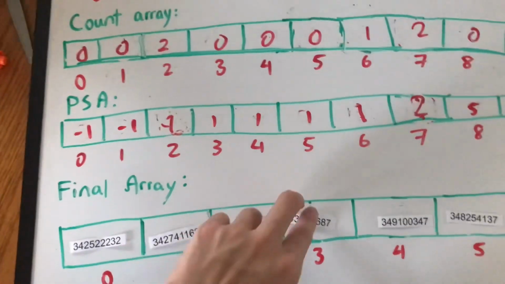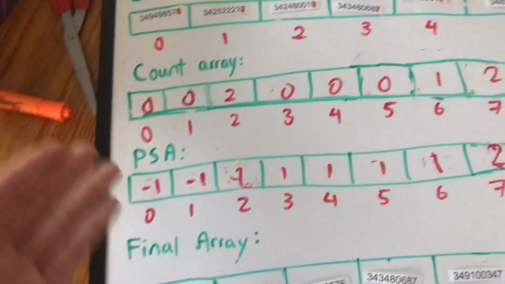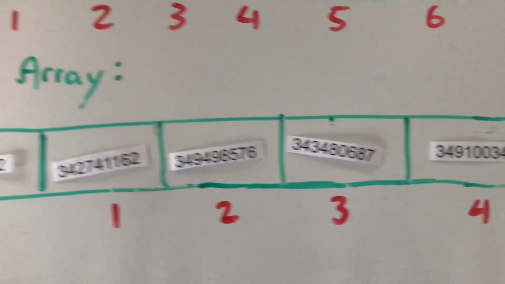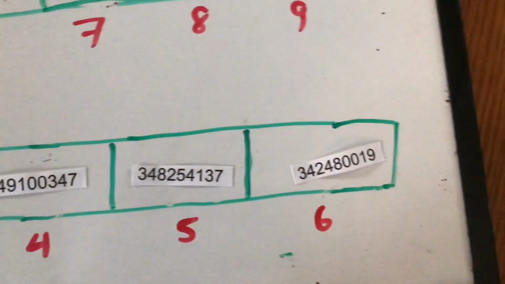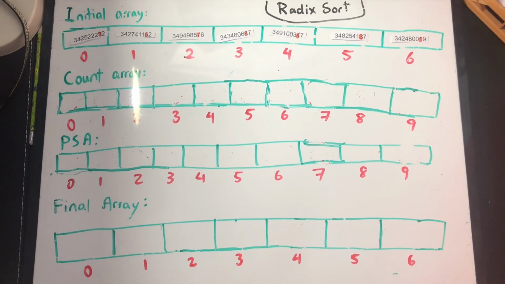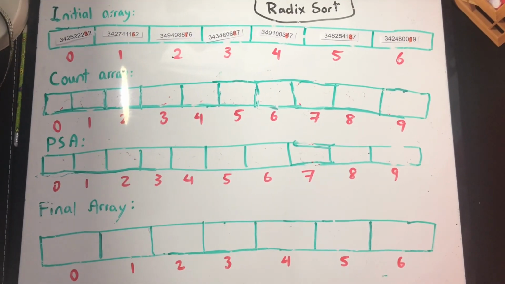And finally, we're done. We have successfully transferred the initial array into the final array, and as you can see, the units digit is actually increasing throughout. So we've successfully sorted it by the units digit. Now we've transferred over the final array from the first iteration into the initial array for the second iteration.